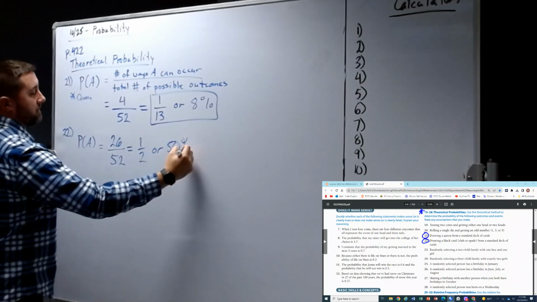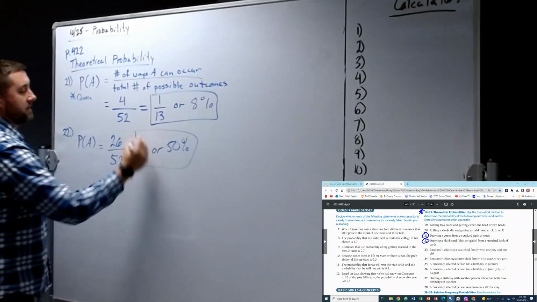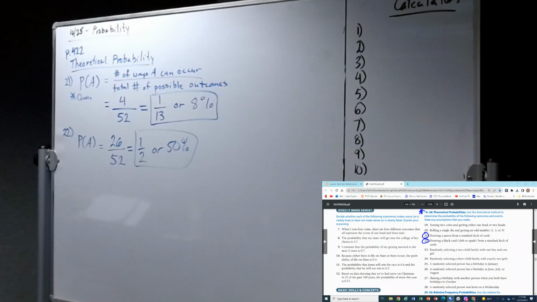Don't need a calculator for that one. So you got a 1 out of 2 or a 50% chance of drawing a black suited card, meaning whether it's a club or a spade. Okay. All right. That one's pretty easy.